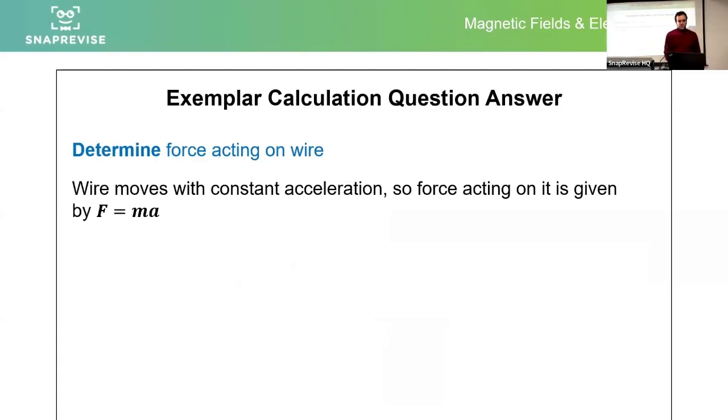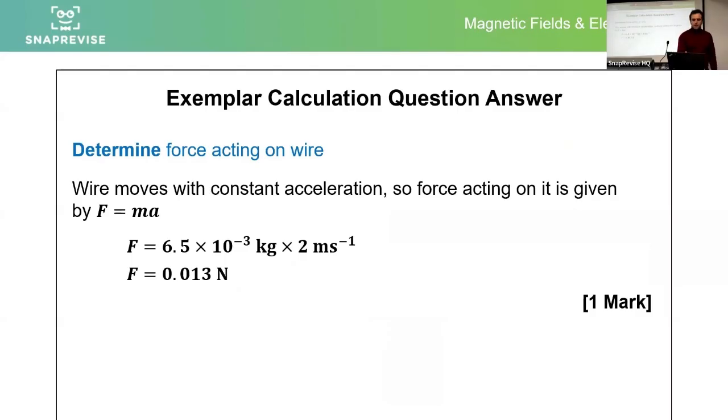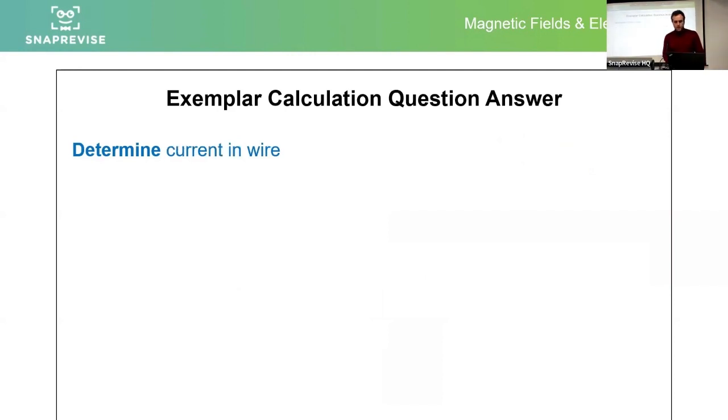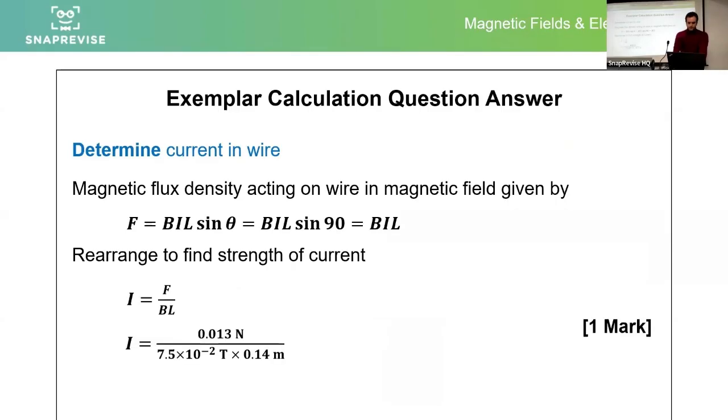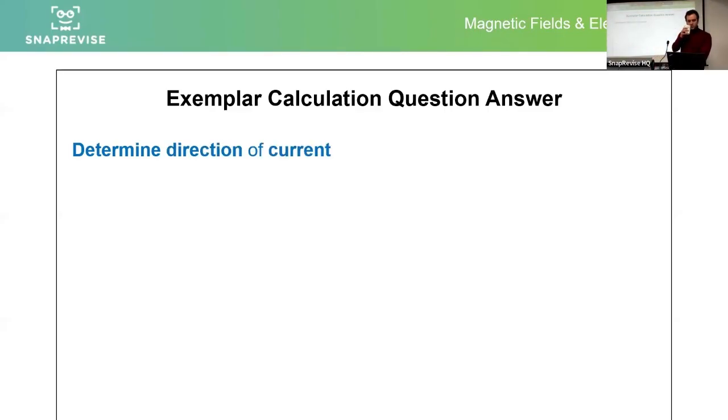Right, determine the force acting on the wire. Yep, F equals ma. Multiply your mass, bearing in mind that they gave it in grams, so we need to multiply by 10 to the minus 3. Determine the current in the wire. F equals BIL. Rearrange to get I is F over BL. Plug in your numbers, you get 1.24 amps. Is that crazy? No, it's not. Something on the scale of amps or milliamps is more or less normal.